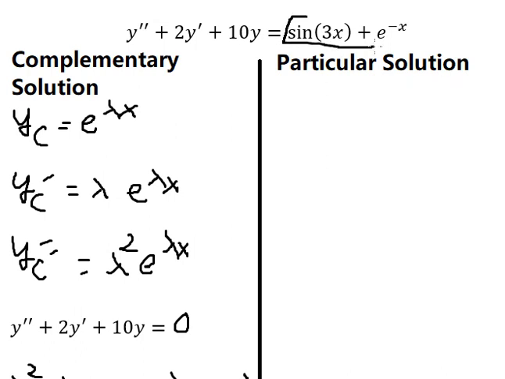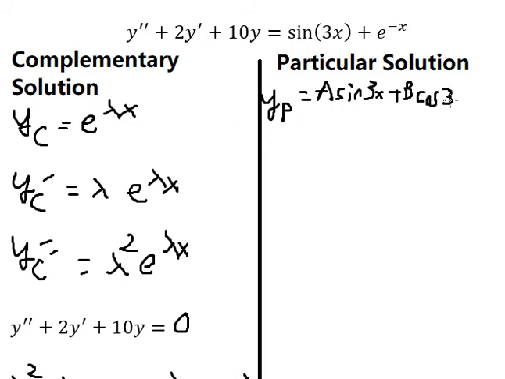On the right, we have sine 3s and e to the power of negative s. So why be in here? I will put a sine 3s plus b cosine 3s and c e to the power of negative s.